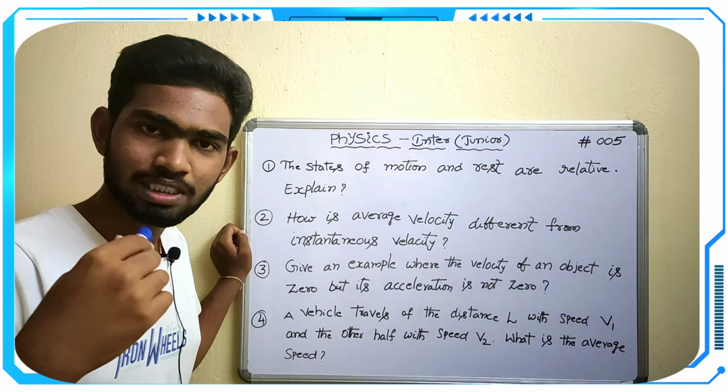Let us come to the second question. This is also a very important question which we come across in all classes from 8th to 10th, and in intermediate we have to get it. This is a very important question: how is average velocity different from instantaneous velocity?